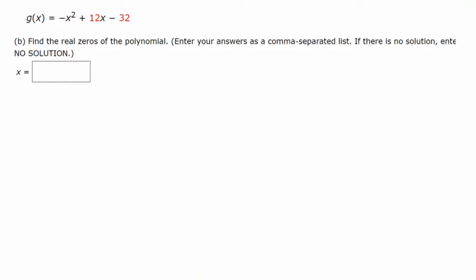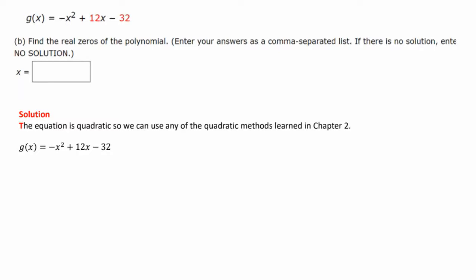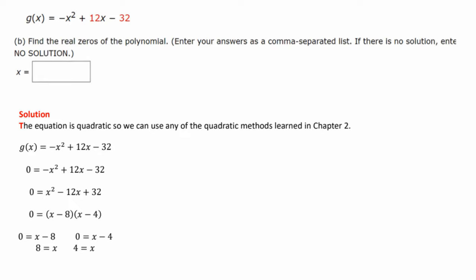Okay. All right, let's look at this example, or still continue with the same example, minus x squared plus 12x minus 32. Let's find the real zeros of the polynomial. Okay, so on this one, because it's a quadratic, there are several ways to find the zeros. We can factor it, use the quadratic formula, right? So for purposes of practicing factoring, I'm gonna factor this guy out: minus x squared plus 12x minus 32.